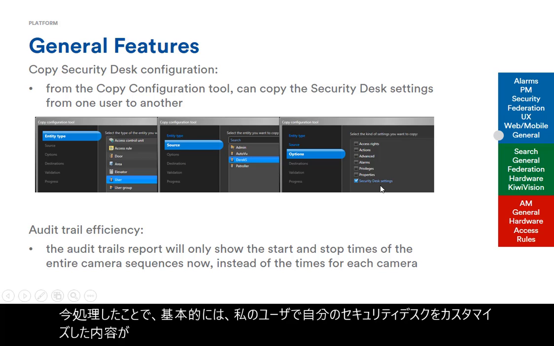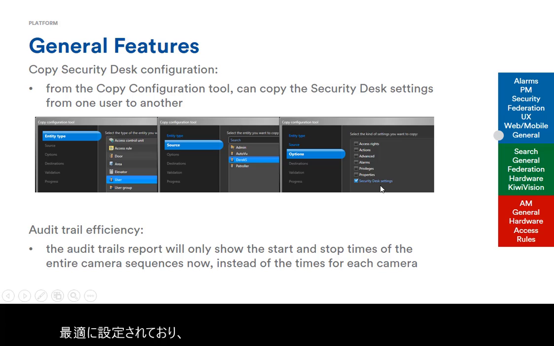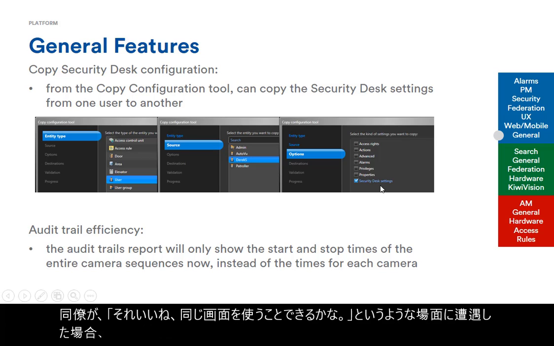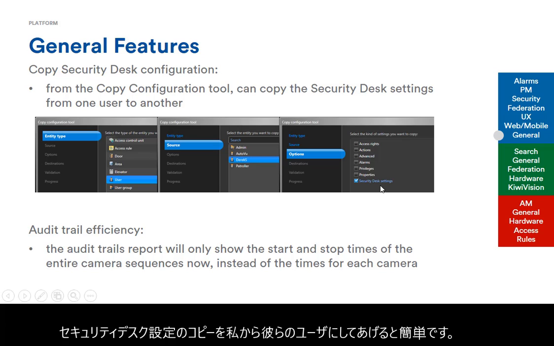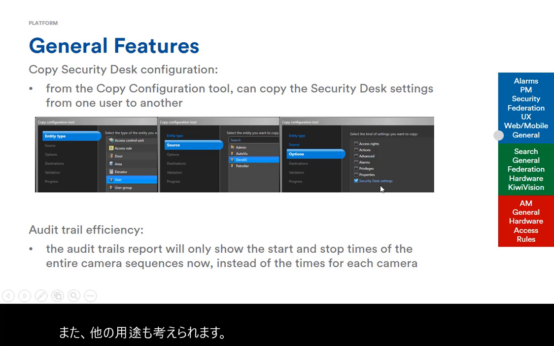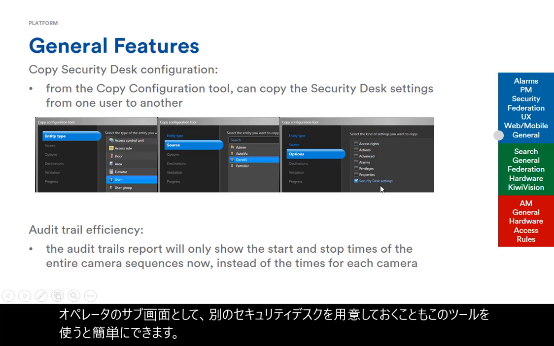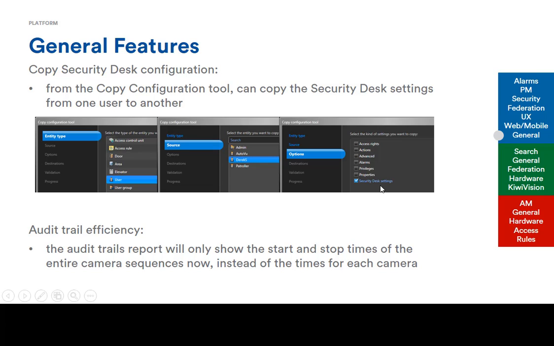And then basically, if I have my security desk set up in a particular way, and it's very efficient, and I like the way it works, and my coworker comes along and says, "Oh wow, I really like the way you have it set up. That seems really good. Can I use the same thing?" He doesn't have to go through and change all the settings themselves. We can just go in the copy configuration tool and copy the security desk settings over from me to the other person or people. So that would be another way to set up a group of operators to all have the same thing, or a subset of operators to have a different type of security desk configuration. So that's something nice there as well.